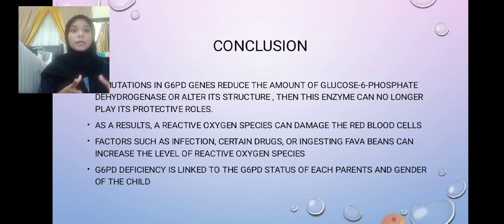As a result, reactive oxygen species can damage the red blood cells. Factors such as infections, certain drugs, or ingestion of fava beans, like I said before, which contain higher reactive oxygen, can increase the level of reactive oxygen species. G6PD deficiency is linked to the G6PD status of each parent and the gender of the child.